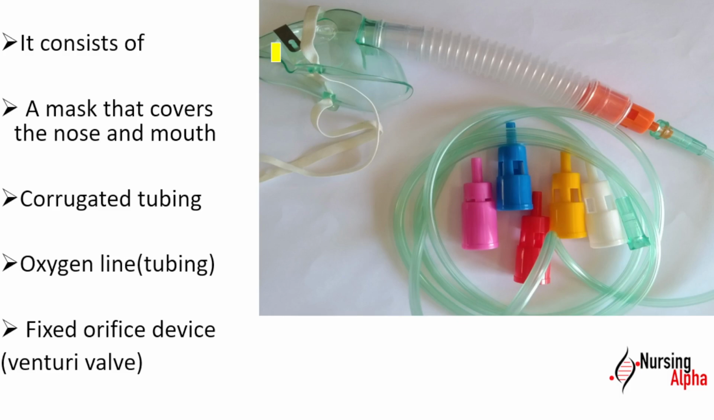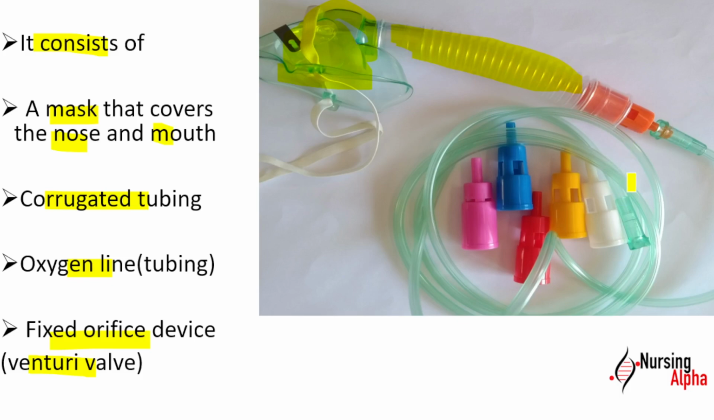Okay, so first we will see what are the parts of the Venturi mask. It consists of, first of all, an oxygen mask that covers the nose and mouth. Then second is a corrugated tubing, an oxygen line, and a fixed orifice device, also known as a Venturi valve. You can see in the pictures that this is an oxygen mask which generally covers the nose as well as the mouth, and the second part is the corrugated tubing. This one is the corrugated tubing.